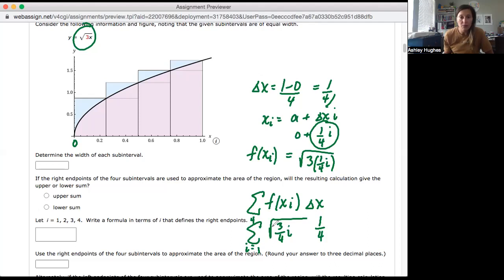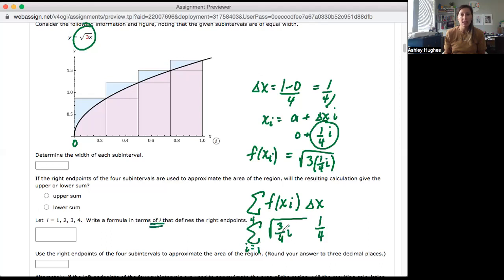Oh no, it says right endpoints. I forgot if we're doing, oh no, that's right endpoints. Left endpoints you go back with. So I need to double check and see if they want the sigma notation. If we needed to write out each one, it does say in terms of i though, so this would make the most sense.